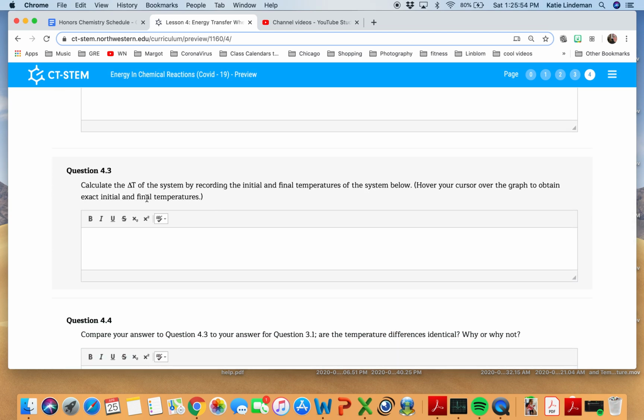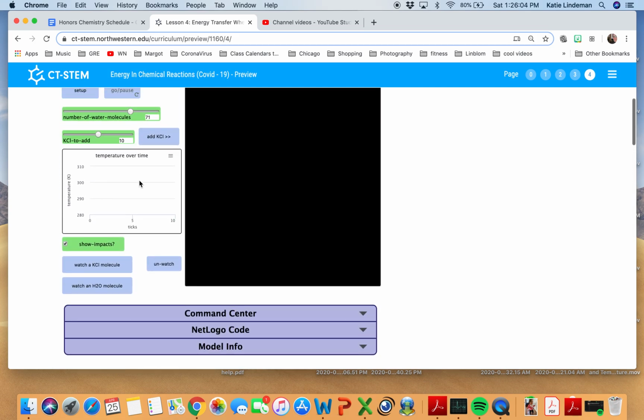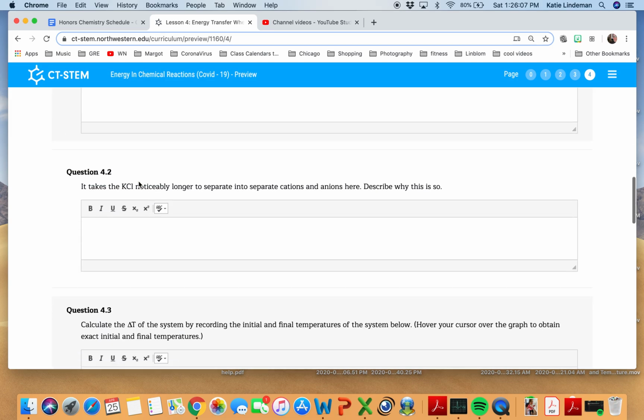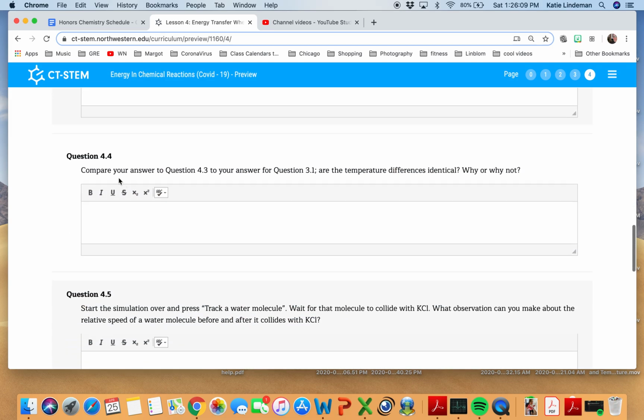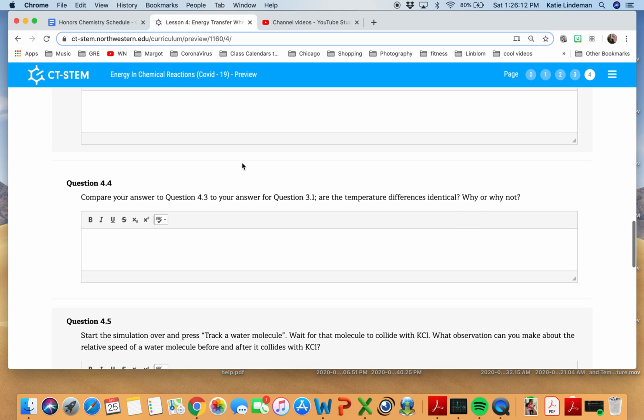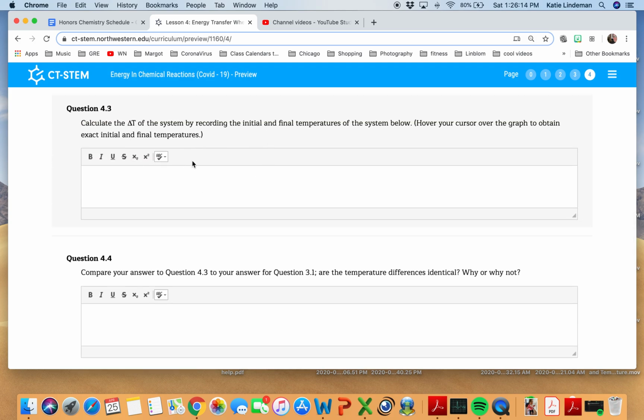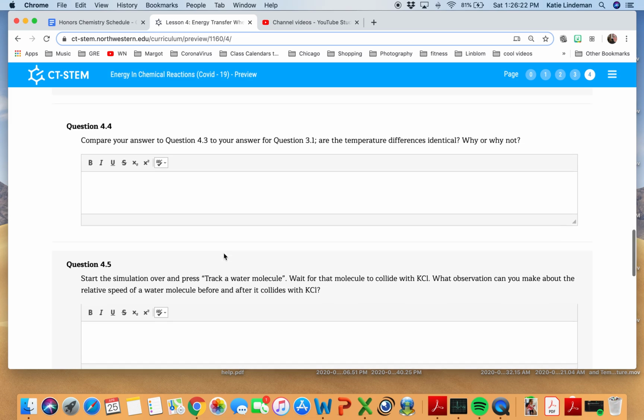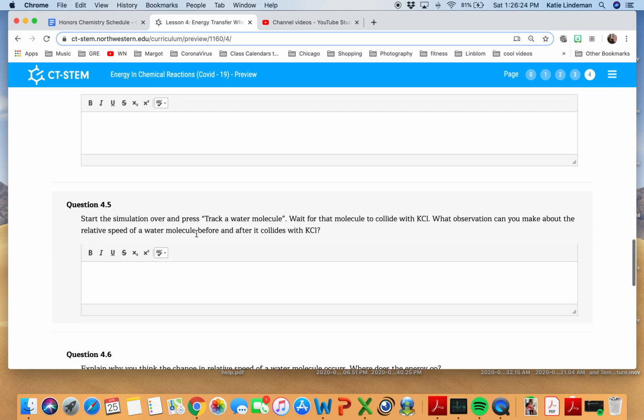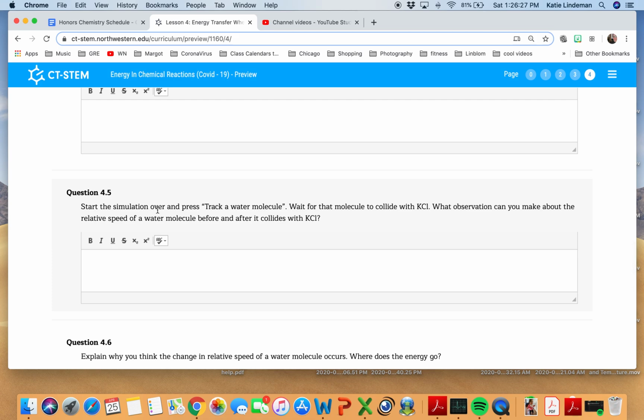The next question is calculate the change in temperature for the system by recording the initial and final temperatures of the system below. And again, you can hover over the actual line here and it'll tell you what the temperature is. Compare your answer. Okay, so you're going to compare this answer to what the temperature change was in the previous page. Are they identical? Why not?